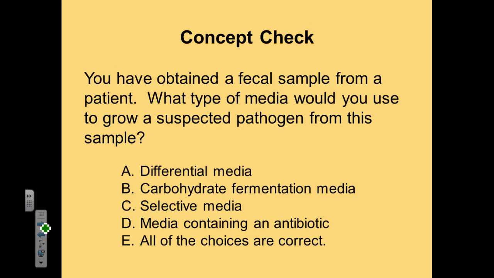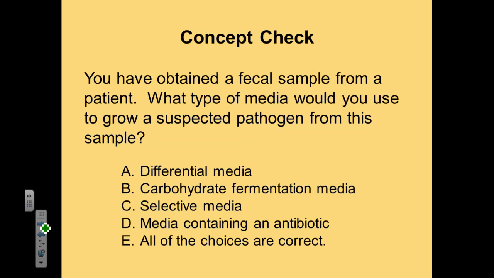So, concept check, class. You've just obtained a fecal sample from a patient. What type of growth media would you use to grow a suspected pathogen from our fecal sample? Would you use a differential media? Would you use a carbohydrate fermentation media? Would you use a selective media? Or would you use a media containing an antibiotic? Or are all of the above correct?